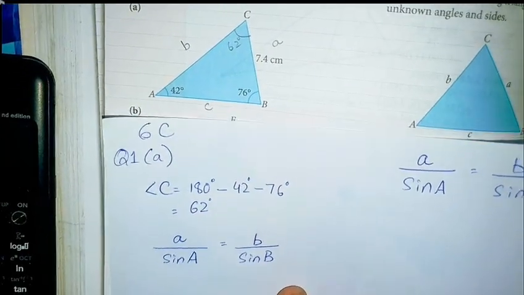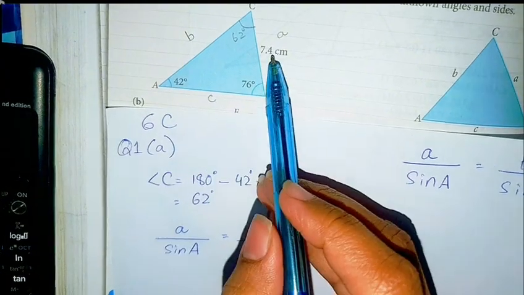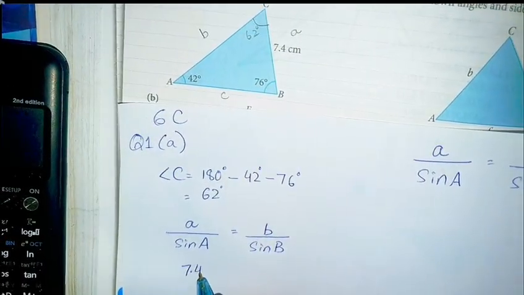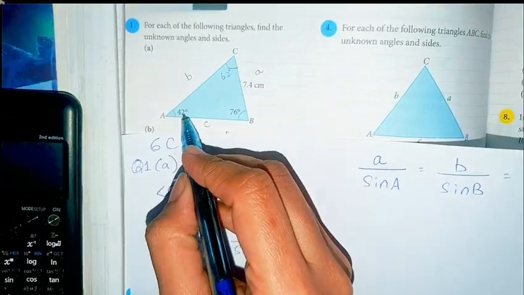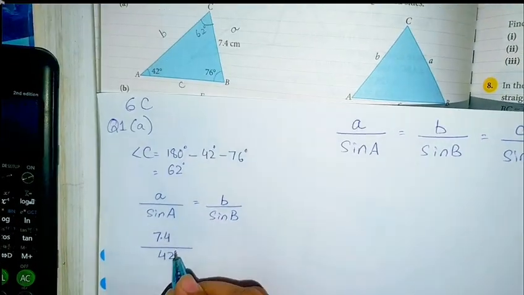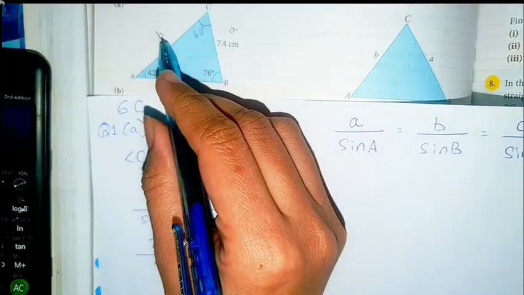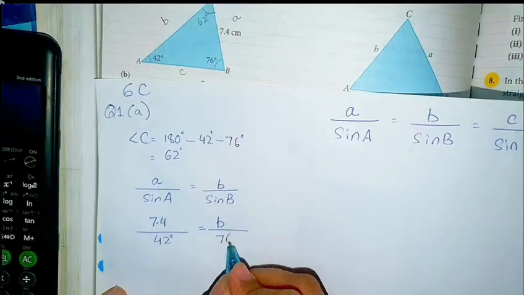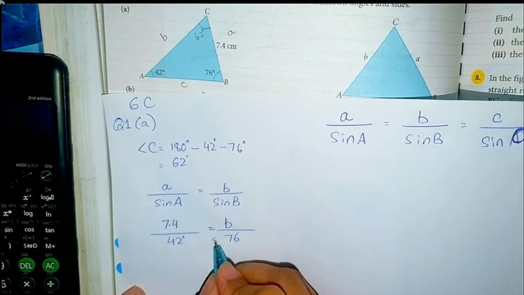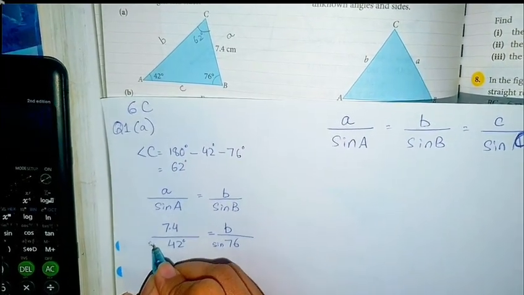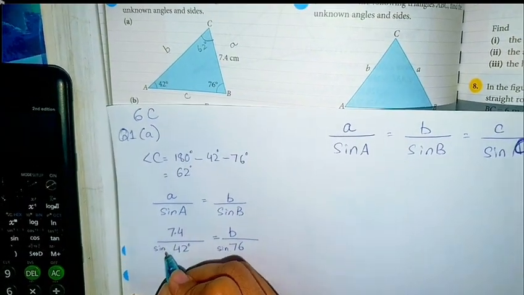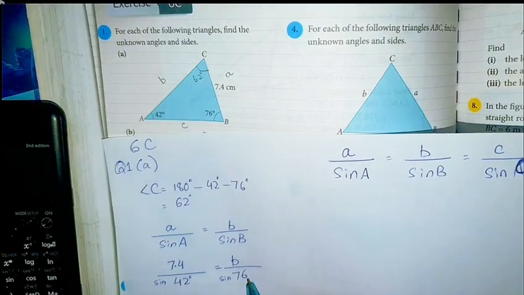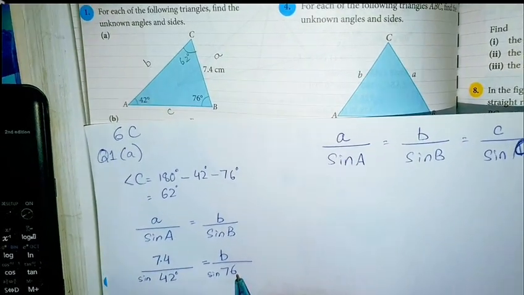Now we can solve it. What is the value of a? Small a represents the side, so this is 7.4. Sine A, this is the angle, so this is 42 degrees, is equal to b, we don't know small b, and capital B we know is 76 degrees. So we write sine 76 degrees, and this is sine 42 degrees because we are using sine A. This is the sine rule. Okay, how can we solve it?